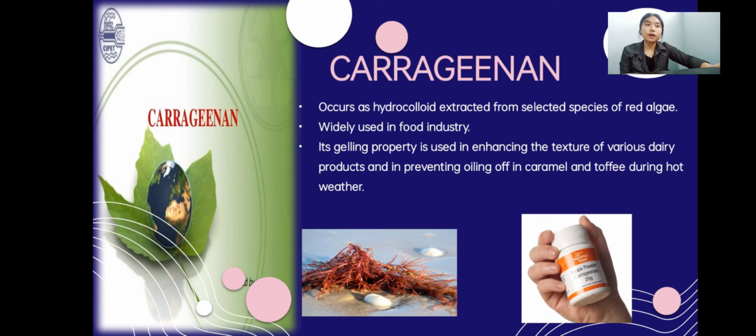Next, we have the carrageenan. Carrageenan occurs as a hydrocolloid extracted from selected species of red algae. Carrageenan can be used in the food industry. It can also be used for medical purposes, and as a thickening or emulsifying agent in food products.